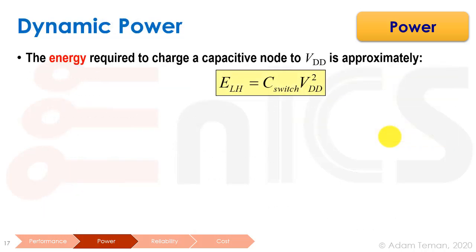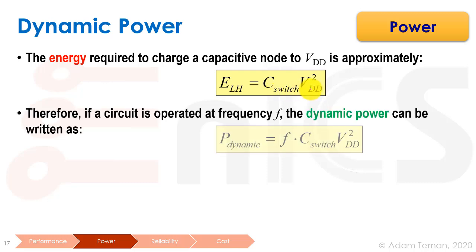Okay, so going a bit deeper into dynamic power, the energy required to charge a capacitive node to VDD is approximately the low to high energy, which is the switching capacitance times VDD squared. Okay, if we have a circuit that's operated at a frequency f, then the dynamic power is just f times the switching capacitance times VDD squared. F, of course, is 1 over T, the clock period.